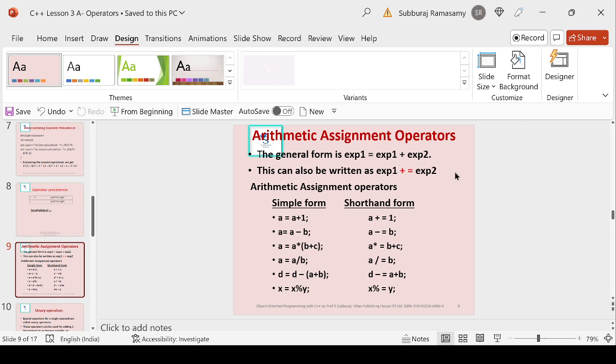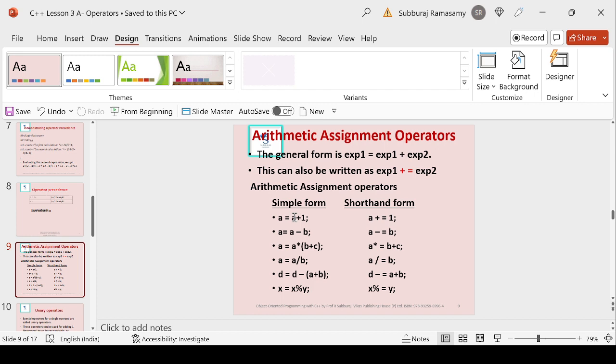So when the right hand side involves the left hand side expression, then you can write simply expression 1 plus equal to expression 2. This is called arithmetic assignment operators. So normally A is equal to A plus 1, this you can write as A plus equal to 1. The shorthand form or arithmetic assignment operator. A is equal to A minus B, so you can write A minus equal to B.